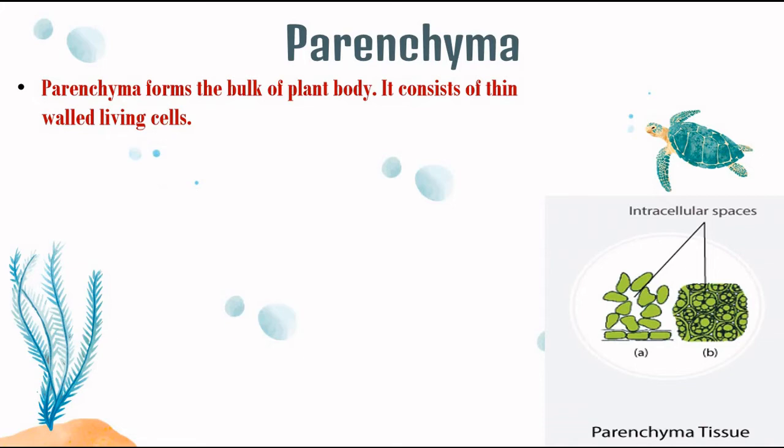So parenchyma. Parenchyma forms the bulk of the plant body. It consists of thin-walled living cells. But actually, permanent tissues are mostly of dead cells. It consists of thin-walled living cells. Okay, and it forms the bulk of the plant body.